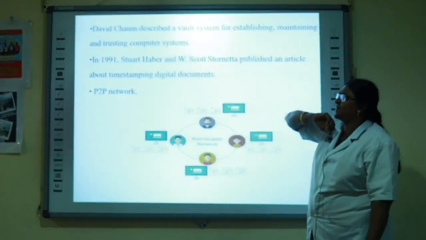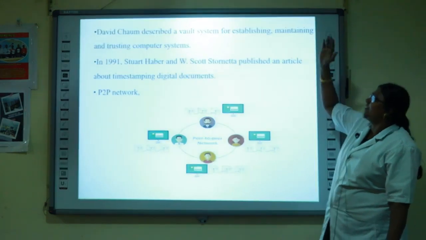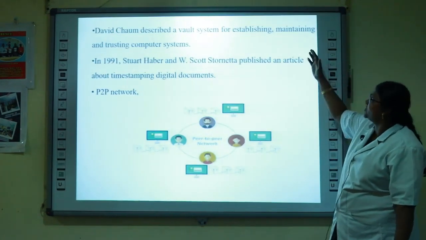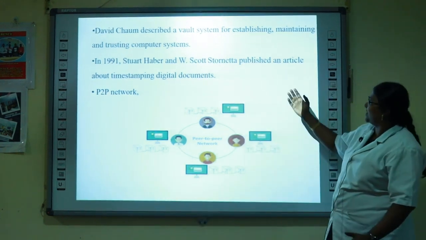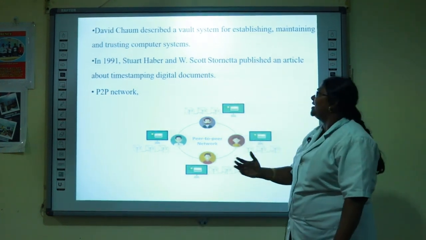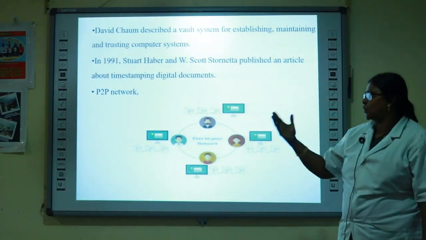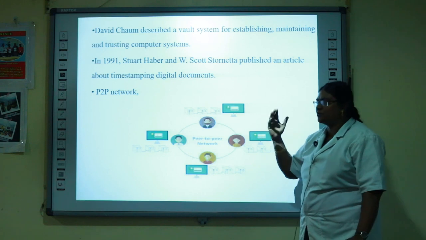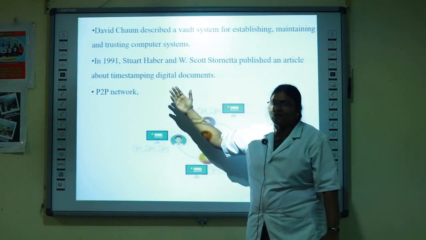The next system was developed by David Chaum. He derived the wallet system for establishing, maintaining and trusting computer systems. After that, in 1991, they started time stamping digital documents. Then, two years later, they developed peer-to-peer networks.